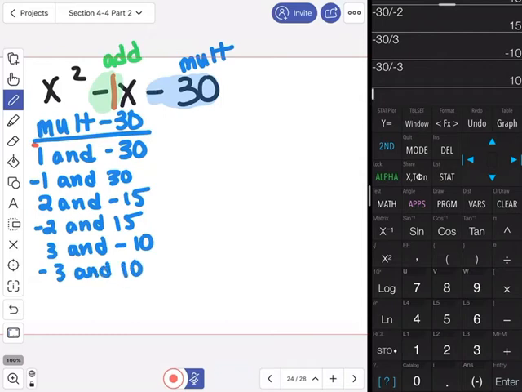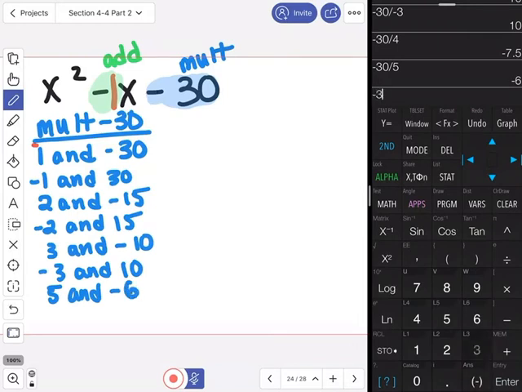So negative 3 and 10. Then my next number will be 4, so negative 30 divided by 4 gives you a decimal, so it doesn't work, and neither with the negative version. And negative 30 divided by 5 gives you negative 6. So you have 5 and negative 6.